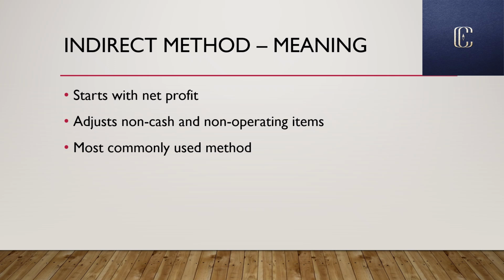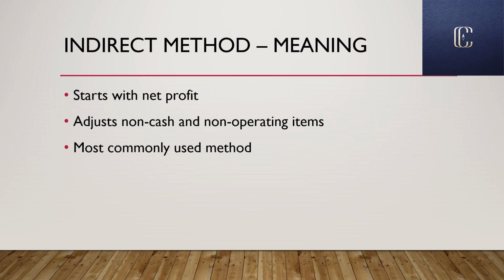Non-operating items, these are not related to the main business, like profit on sale of asset, loss on sale of machinery, interest received, and dividend received. These are removed from operating profit because they belong to investing or financing activities.